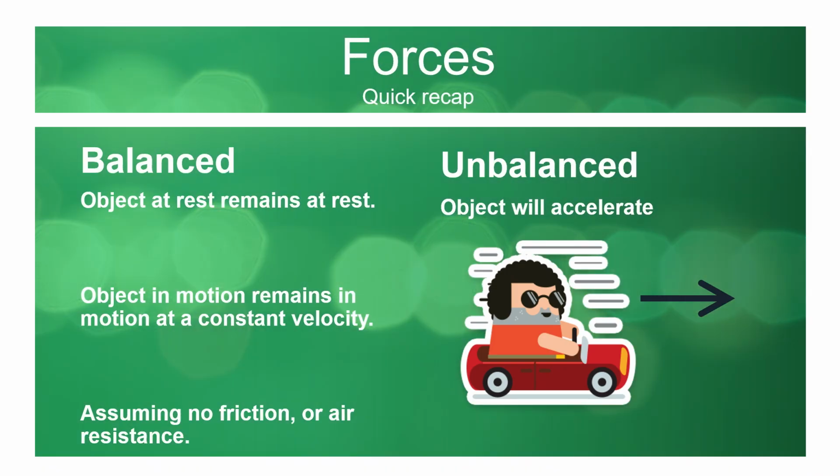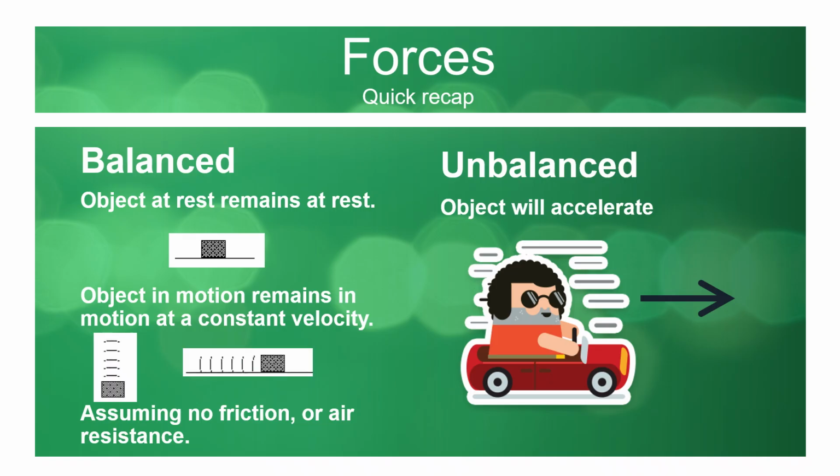Okay, so with forces, let's quickly recap that we have two types of forces. We have balanced forces and unbalanced forces. When we talk about balanced forces, we can focus on objects that remain at rest, and we know that an object at rest will remain at rest, and objects in motion remain in motion at a constant velocity, assuming that there's no friction if the object is pushed forward or air resistance if the object is being dropped down.